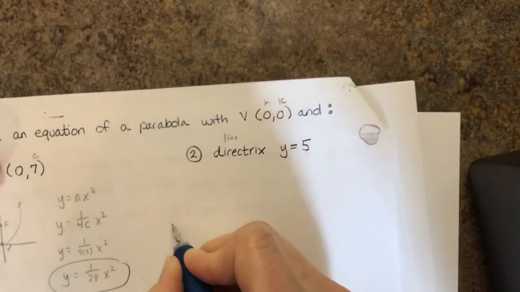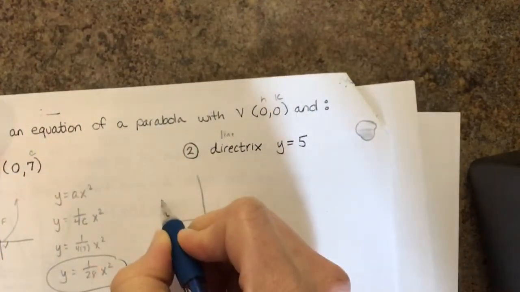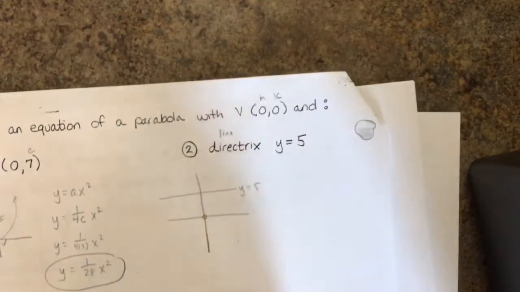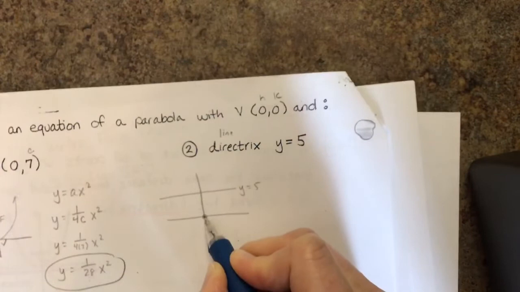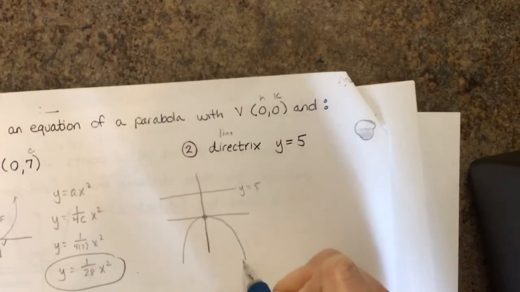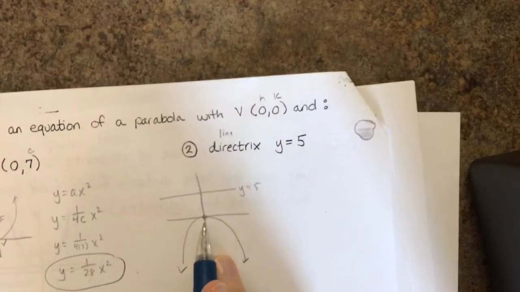Next one. The directrix, remember that's a line. The directrix is the line y equals 5, so that's up 5, y equals 5. The vertex is 0, 0, all right? Which way does this point? This points down. The directrix in this case is above the parabola. The focus would be inside, okay?